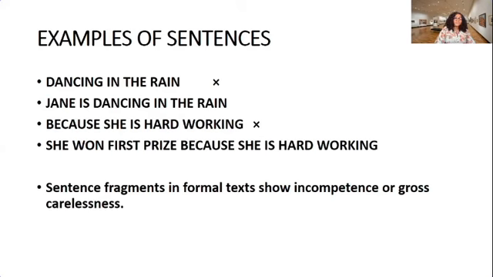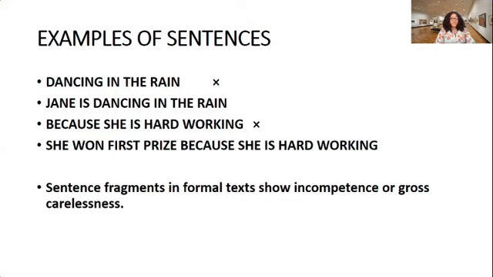Some examples of sentences, I've already given you one, but we have, if I say dancing in the rain, that's an incomplete thought. But if I say Jane is dancing in the rain, that makes perfect sense. So that's an English sentence. If I say because she's hardworking, it makes sense, but it doesn't have complete thought. She won first prize because she's hardworking. That's a complete sentence, a well-formed sentence, and it has complete thought.